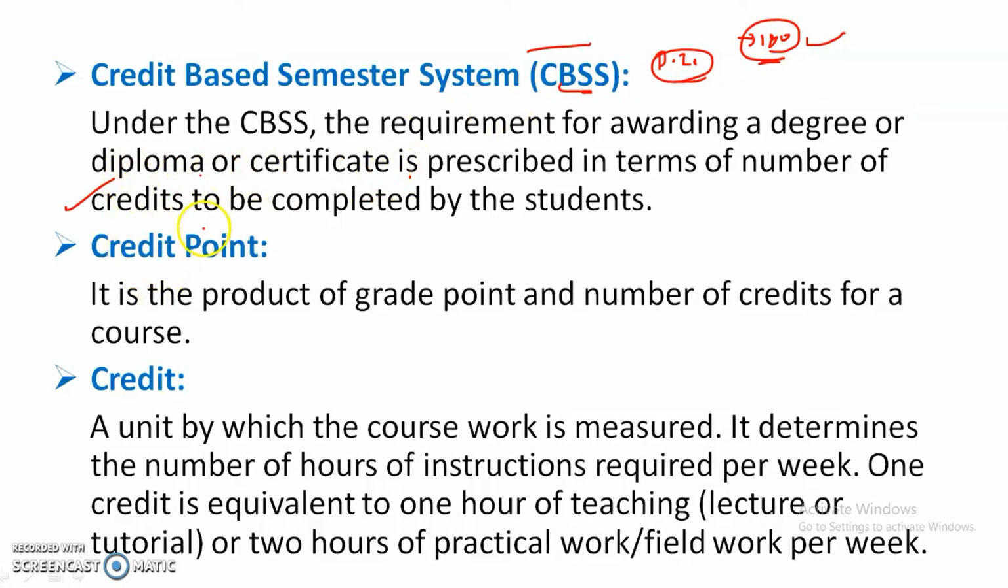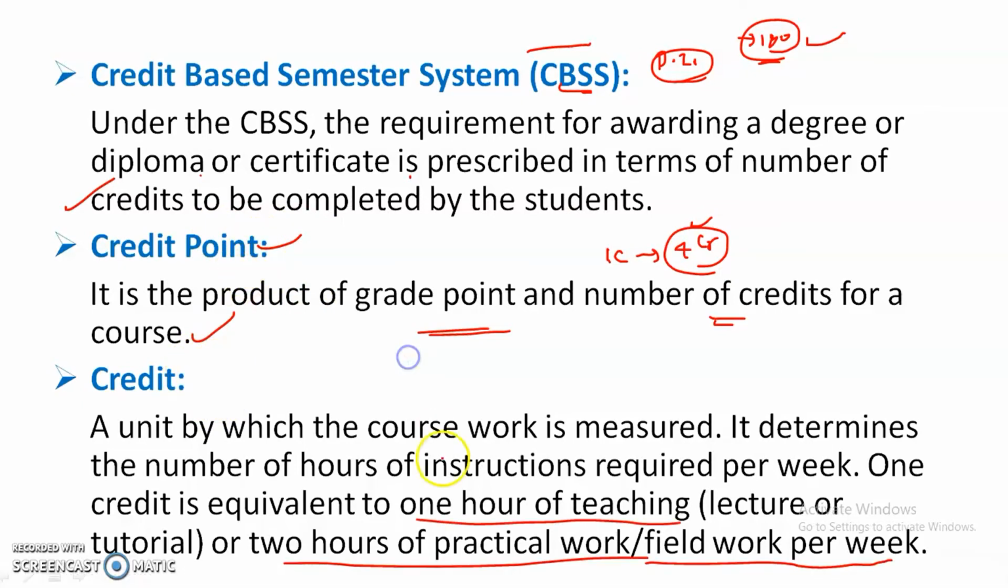And coming to the credit point, it is a product of grade point and the number of credits for a course. Okay, number of credits for a course. That means for one course, how many credits are allotted? If 4 credits are there, then 4 credit points are there. Okay, like that. And coming to the credit, what is the meaning of the credit? Credit point and credit, both these two are different. Credit means one credit is equivalent to 1 hour of teaching or 2 hours of practical work or field work per week. It is a credit.